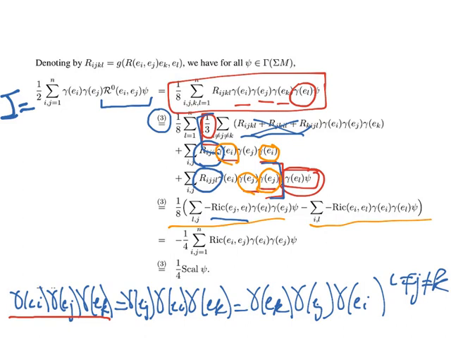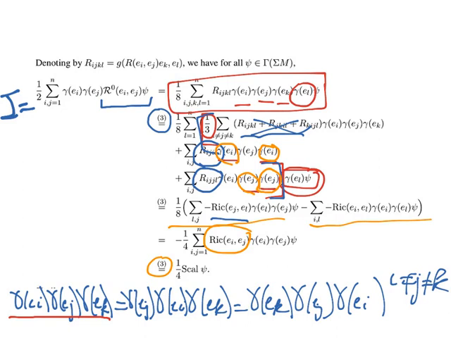One more time, using property 3 of the Clifford multiplication, gamma e_i gamma e_j is minus 1 if e_i is equal to e_j, and gamma e_i gamma e_j is minus gamma e_j gamma e_i otherwise. But the Ricci tensor is symmetric, so if i is different from j, this whole quantity is 0. I still have only the terms where i is equal to j, and I get the scalar curvature. So quantity 1 is in fact 1/4 the scalar curvature of my manifold.